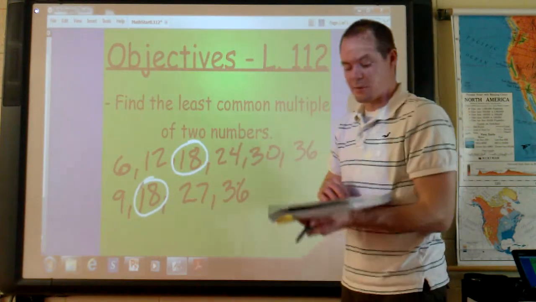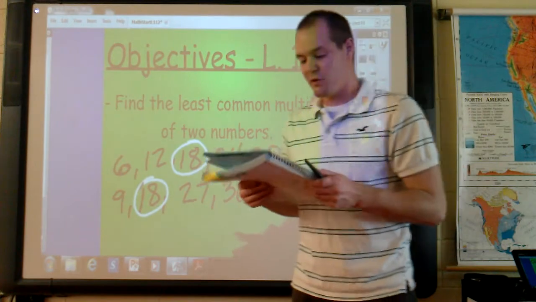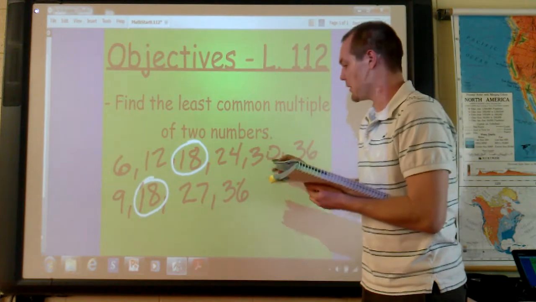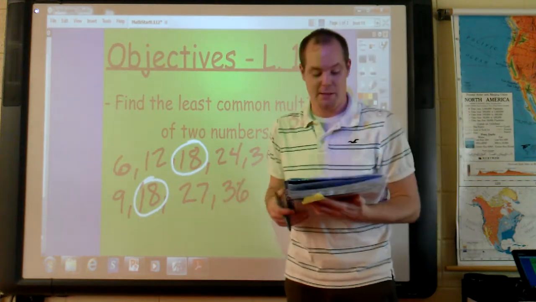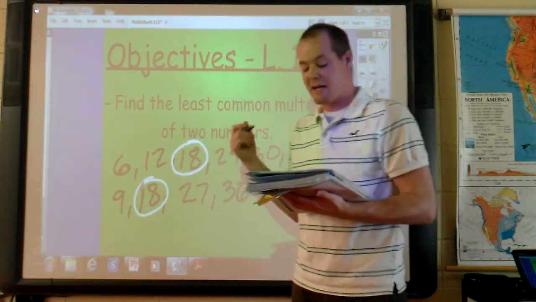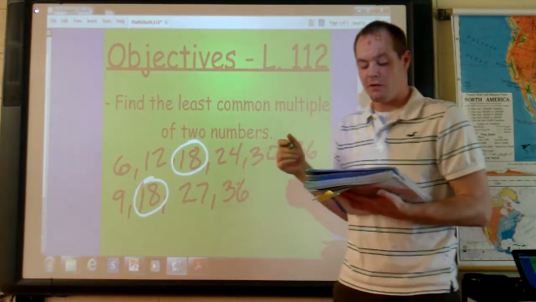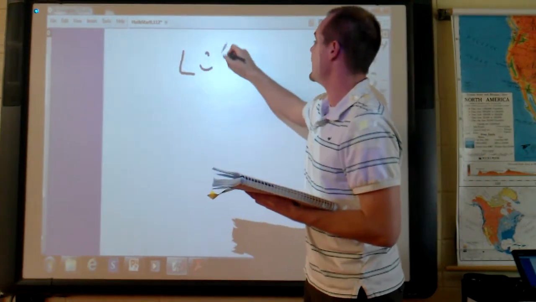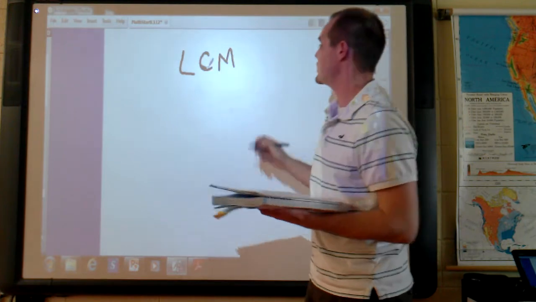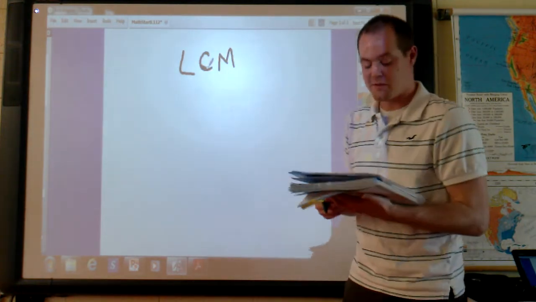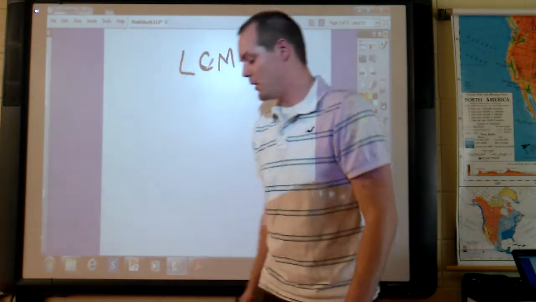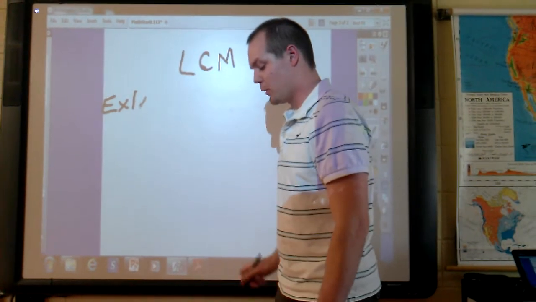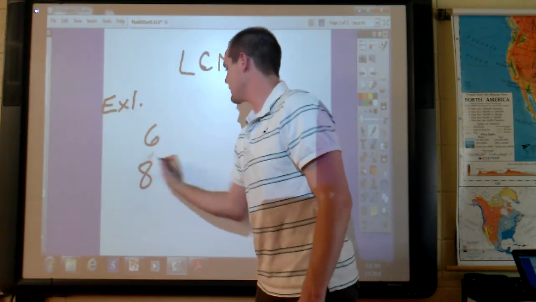Okay, new concept on page 737. Here we list the first few multiples of 4 and 6. I'm not going to do that because we did it with 6 and 9. It just says the smallest number that is a multiple of 2 or more numbers is called the least common multiple. You see the letters LCM? It's just an acronym for least common multiple. It says find the least common multiple, or LCM, for 6 and 8. Okay, example number 1.